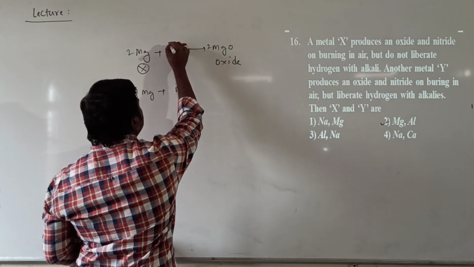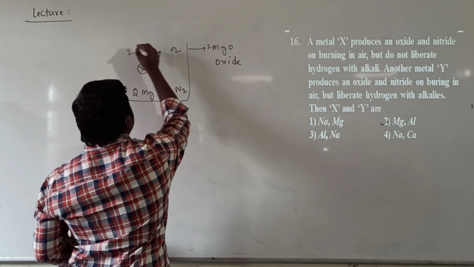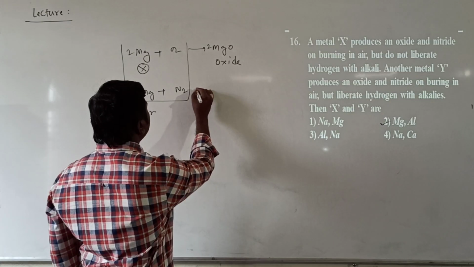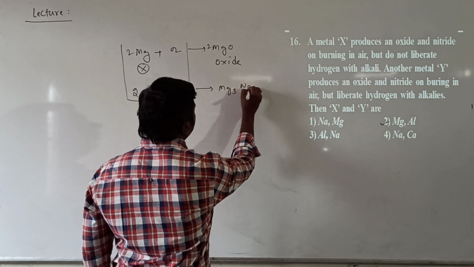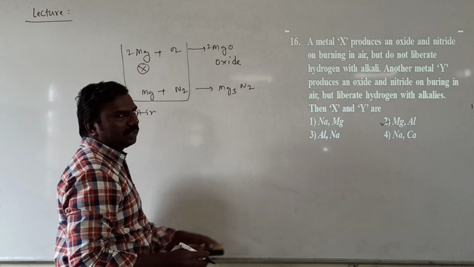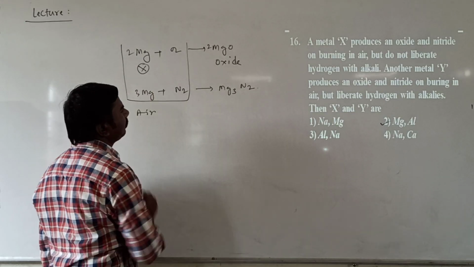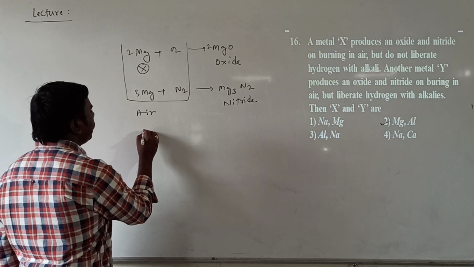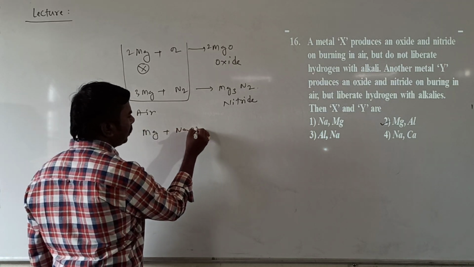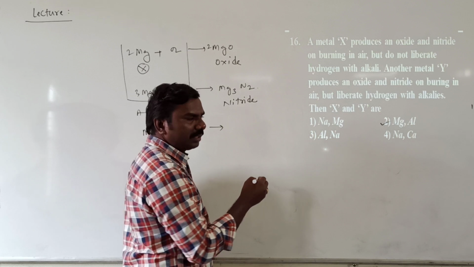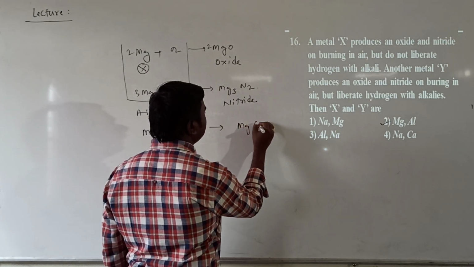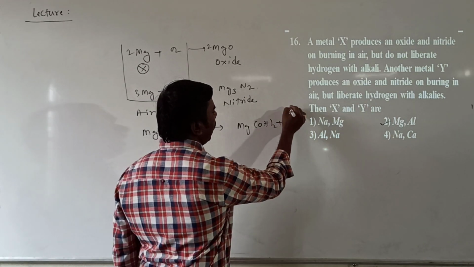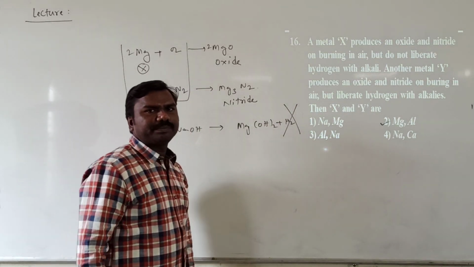It means this mixture is air. Air contains oxygen and nitrogen. Then it gives us Mg3N2, and afterwards you can balance this. It is a nitride. But Mg treated with NaOH gives rise to a base. Mg(OH) twice will be formed. There is no formation of hydrogen gas.